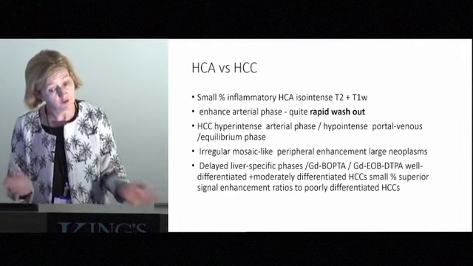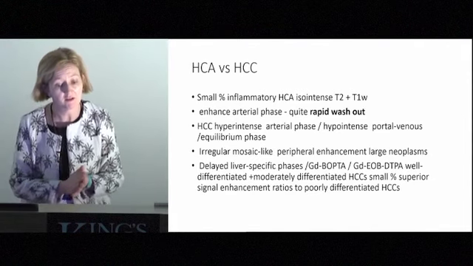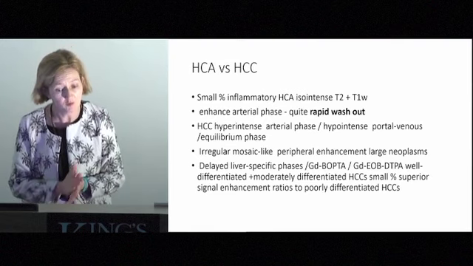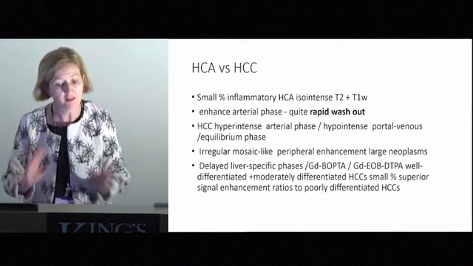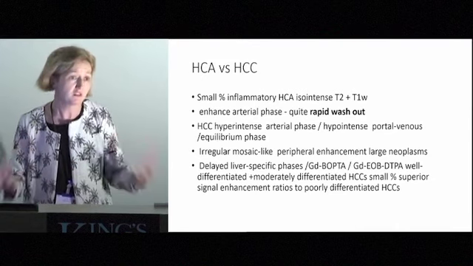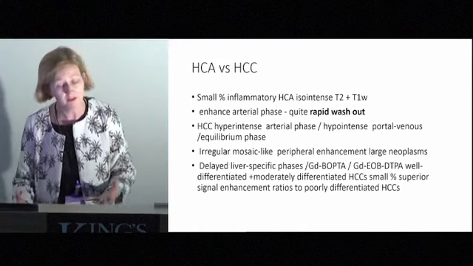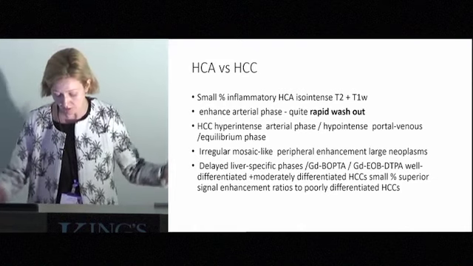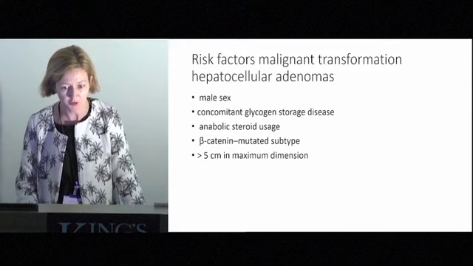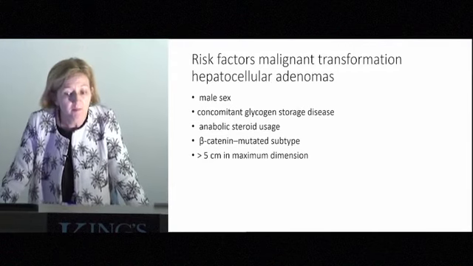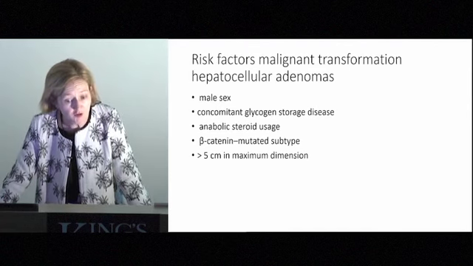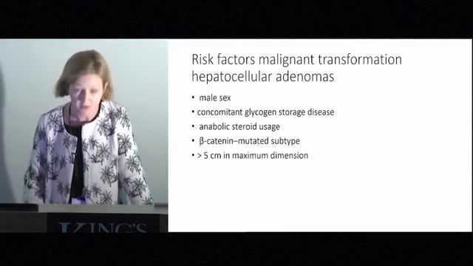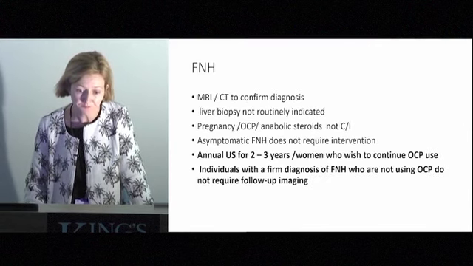We've heard that there is some crossover, and we have to be careful between hepatocellular adenoma and HCC. A small percentage of the inflammatory HCAs will show arterial enhancement and rapid washout. They can mimic each other, basically. So nothing is definite. We do have to follow them up. There will be lesions we have to biopsy, but in general, there are broad imaging characteristics that they will conform to. The risk factors for malignant transformation for hepatocellular adenoma are male sex, glycogen storage disease, steroid use, the beta-catenin mutated subtype, and also size greater than 5 centimeters.